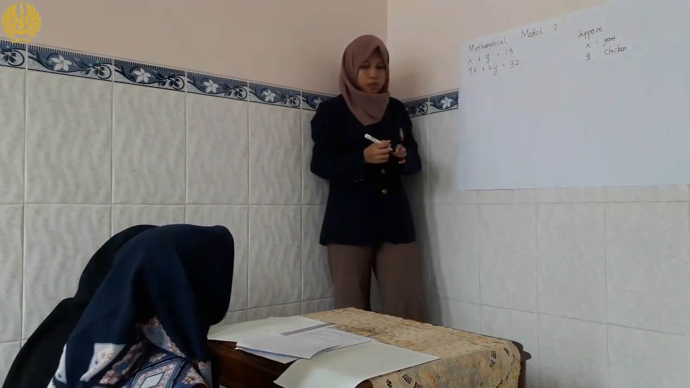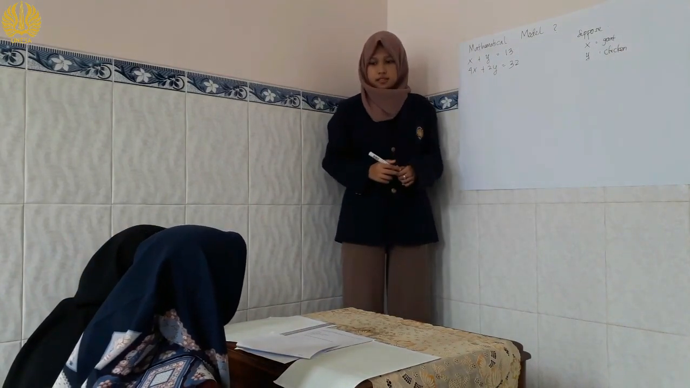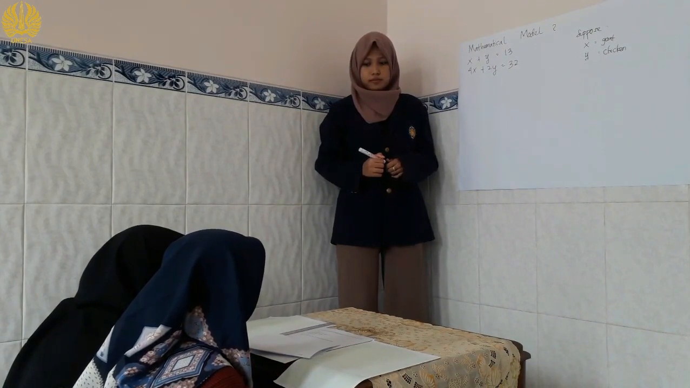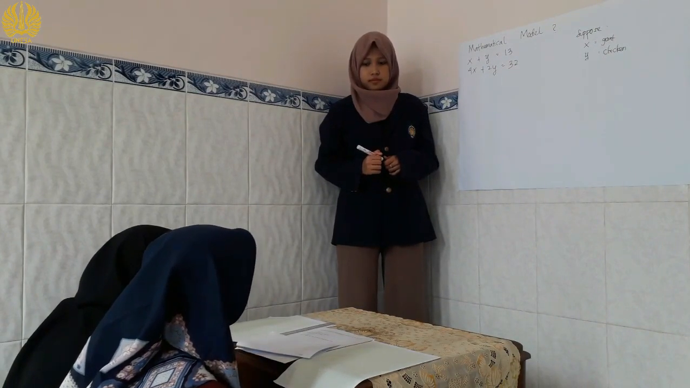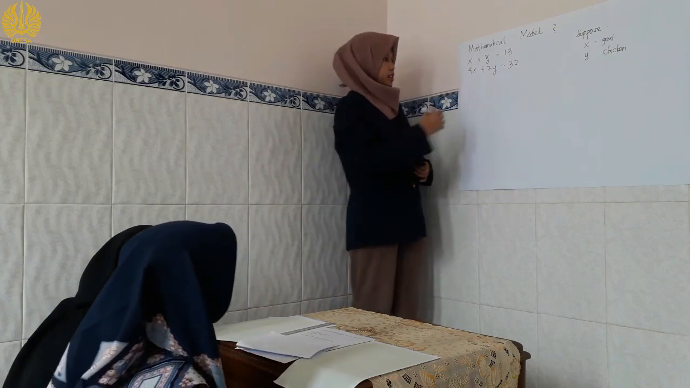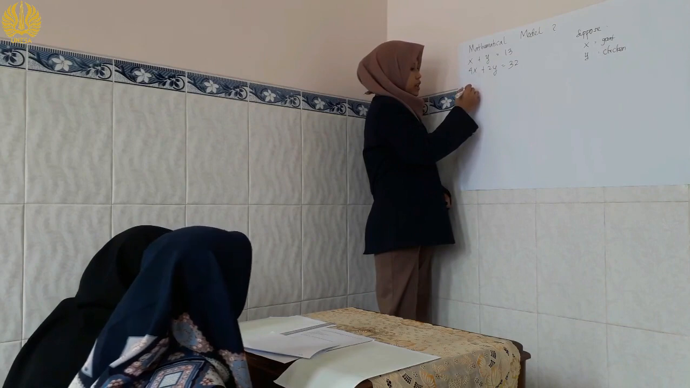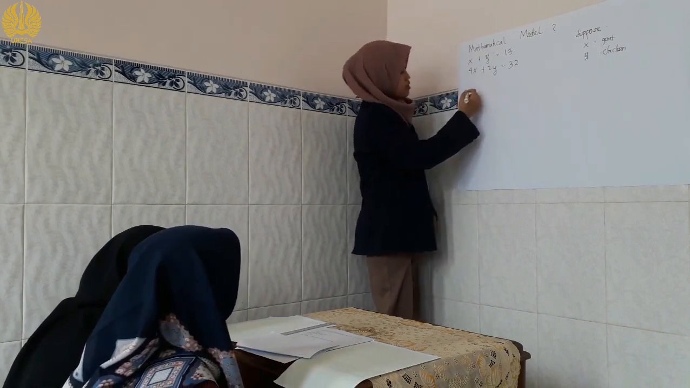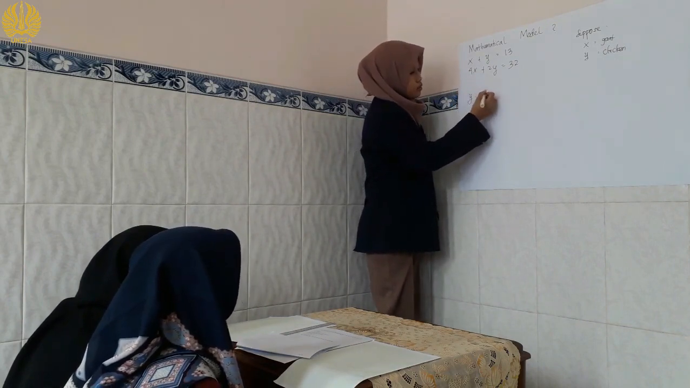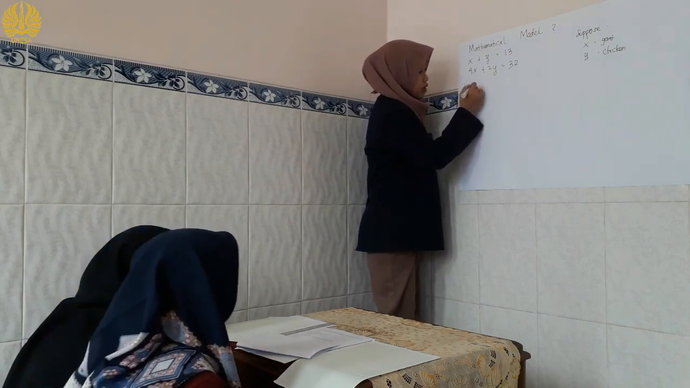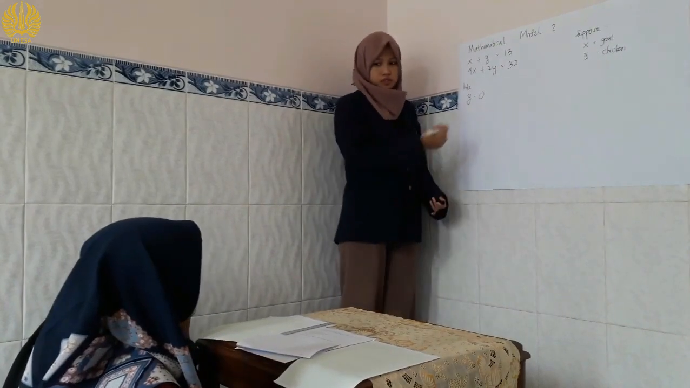Okay, now what will we look for next? We will find the coordinates of 2 points that are placed on the graph of each equation. Okay, so we find the intersection with the x-axis, so y is equal to 0. You can solve it in your notebook.